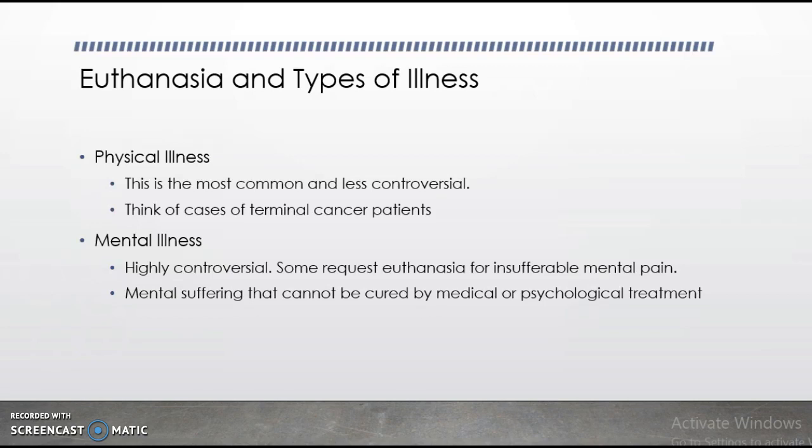So there's euthanasia for both physical and mental illness, although the mental is highly controversial, primarily because these people aren't going to die anyway, right? In terms of the physical illnesses, it's the case that the illness is terminal, so these people are going to die anyway. In the mental illness cases, these people will continue to live unless they take their own lives, right? Unless euthanasia occurs. So, there's the big difference between those two.